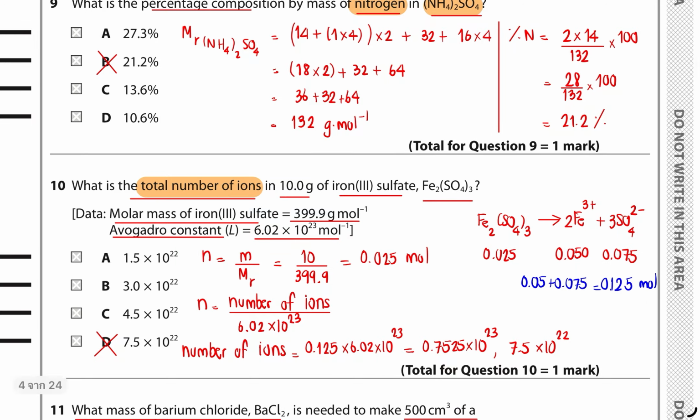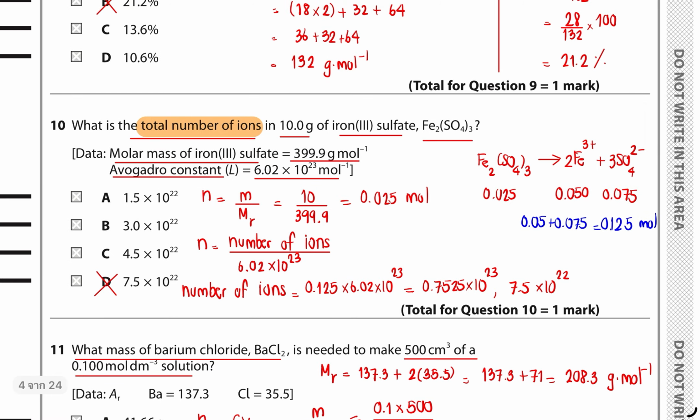0.125 mole. Now we have another formula in which mole equal to the number of ions divided by the Avogadro constant. So if you want to find the number of ions, I have to move this Avogadro constant to multiply with the number of mole. So I will have 0.125 times 6.02 times 10 to the power of 23. So it is equal to 7.5 times 10 to the power of 22. So the answer is D.